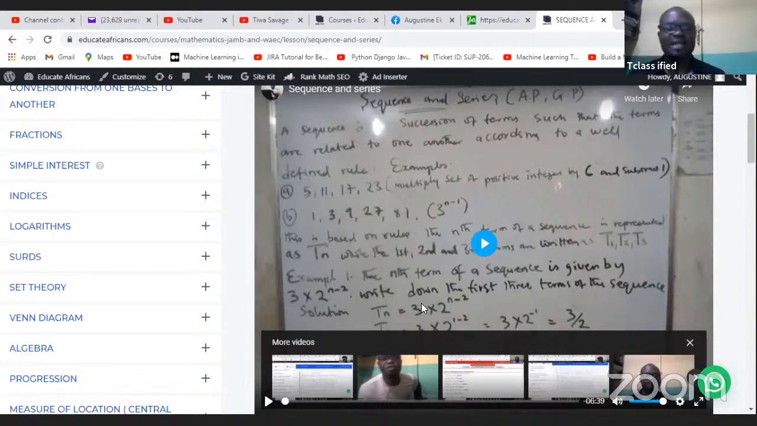So now let's take an example. The nth term of a sequence is given by 3 times 2 to the power n minus 2. Write down the first 3 terms of the sequence. Who can attempt that for us? So this is the nth term. So they now ask you to write the first 3 terms. That means for the first term you substitute n with what? Check out what do you substitute n with for the first term?